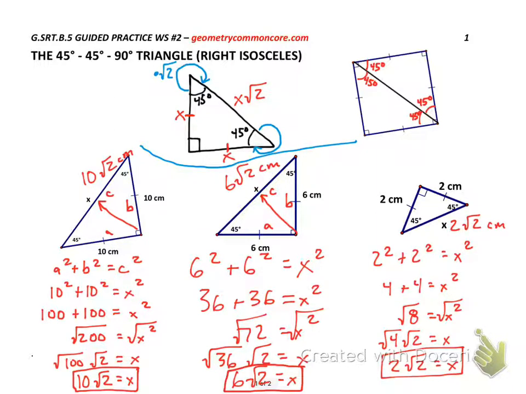Okay, so notice I drew this arrow going the other direction. In the first case, I knew the side length and I was solving for the hypotenuse. Now I know the hypotenuse and I'm solving for the side length. What's my calculation going to be? Divide by square root of 2.